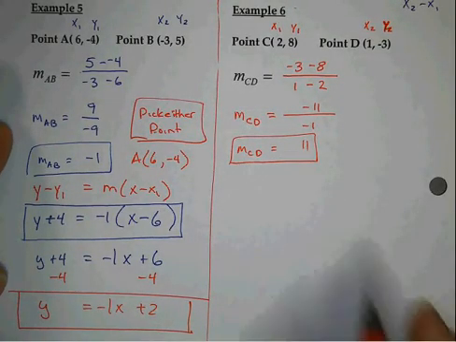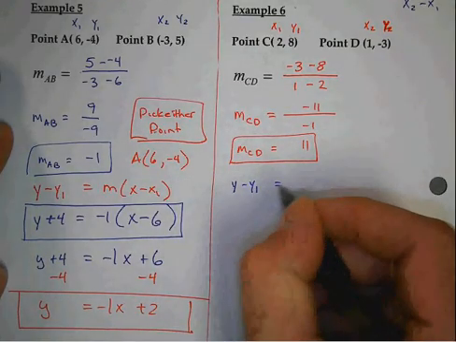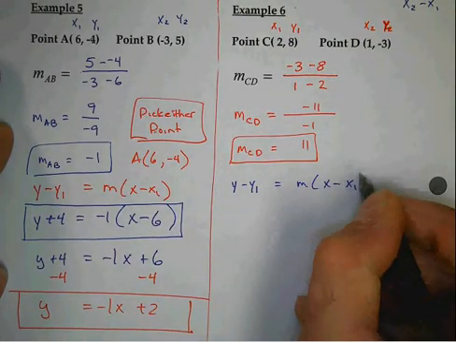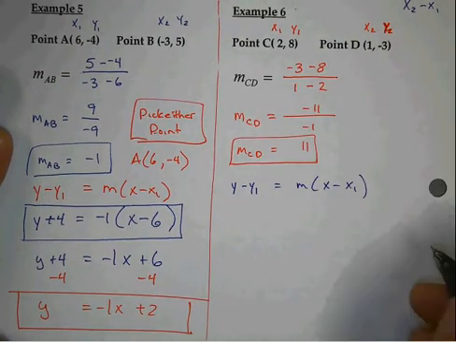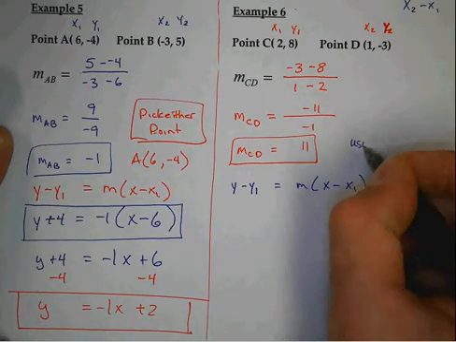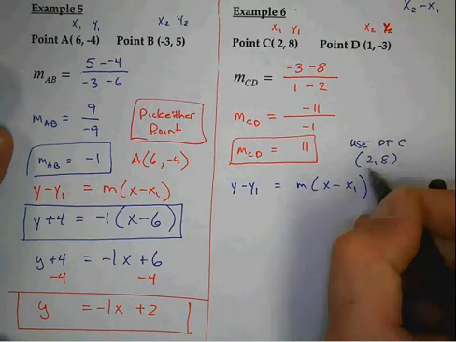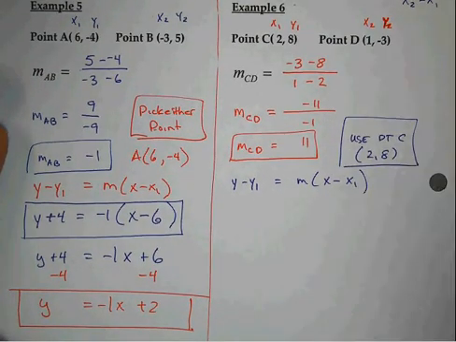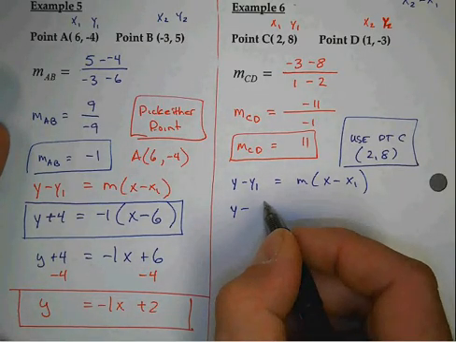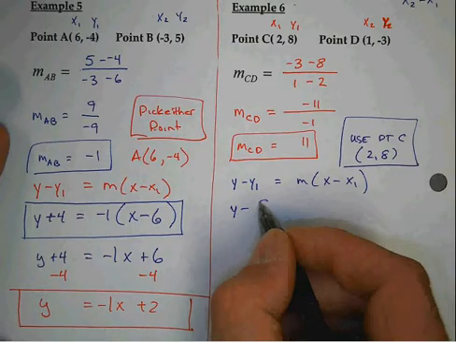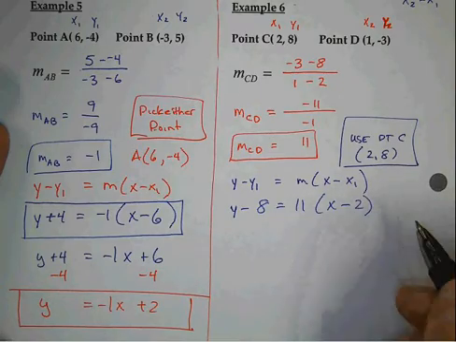All right, so now we write our equation. y minus y1 equals m times x minus x1. Jalon, since this is your problem, do you want to pick point C or point D? Okay, use point C, which is 2, 8. I actually like that because they're both positives. It makes it easier. Go ahead, Jalon. y minus 8 equals 11 times x minus 2. All right, put a box around that.